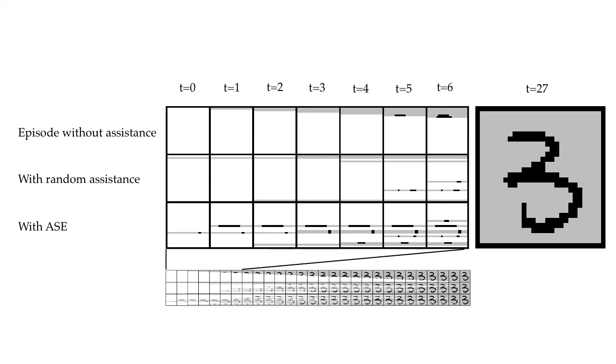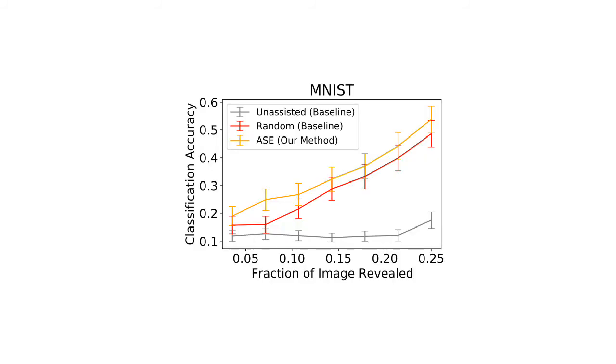When only 25% of the image has been revealed by time step 6, the pixels revealed by ACE make it much easier to guess that the digit is a 3 compared to the other two baselines. In the user study, we found that our method substantially outperformed the top to bottom baseline and enabled the user to guess the label earlier using fewer pixels than the random baseline.